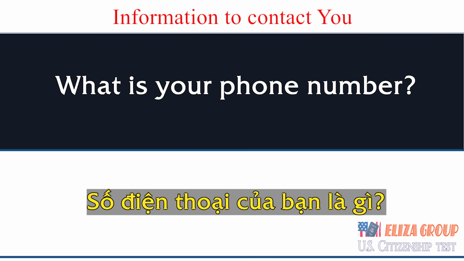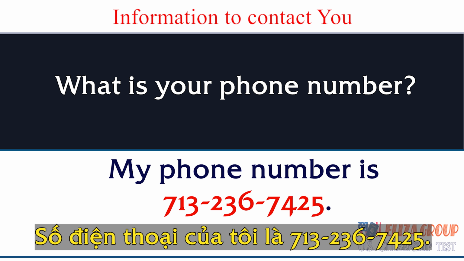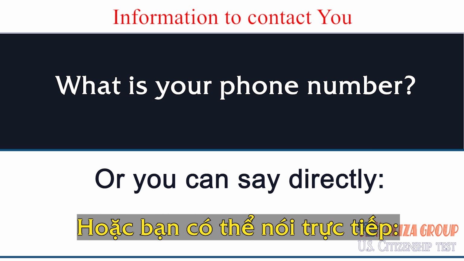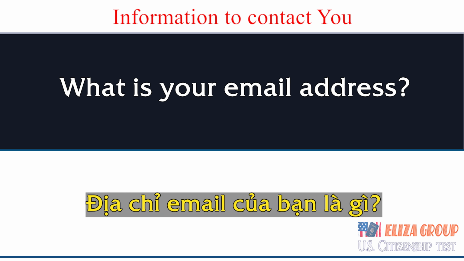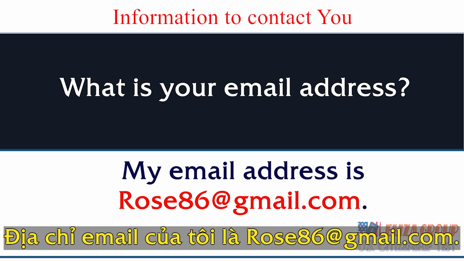What is your phone number? My phone number is 713-236-7425. Or, you can say directly, 713-236-7425. What is your email address? For example, my email address is rose86@gmail.com.